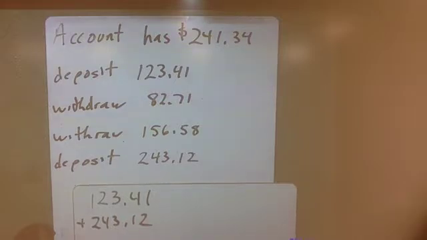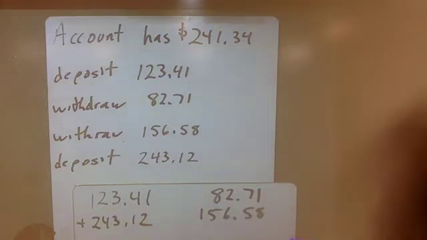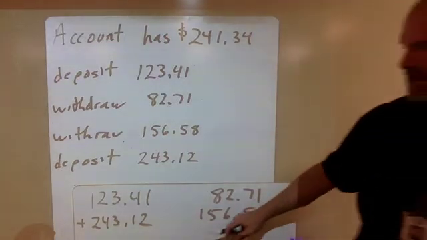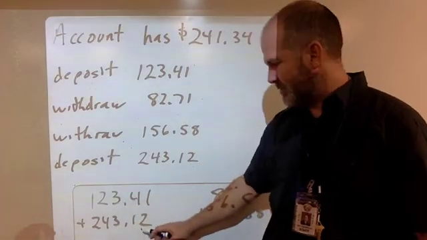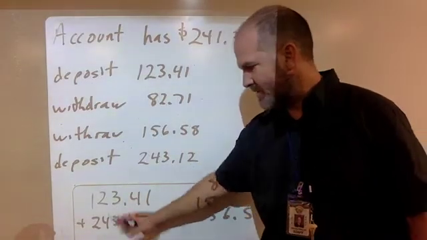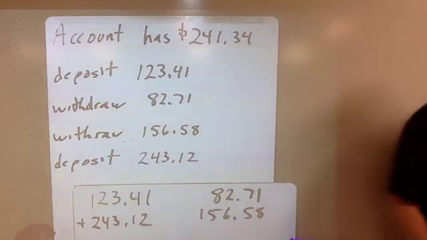And how much am I withdrawing? What's my withdrawal column? Well, I'm withdrawing two amounts. I'm withdrawing 82.71 and I'm withdrawing 156.58. So just be careful when you're writing these numbers down to keep your decimals lined up. Don't put the 1 in 123.41 underneath the 3 or somewhere where it doesn't belong.